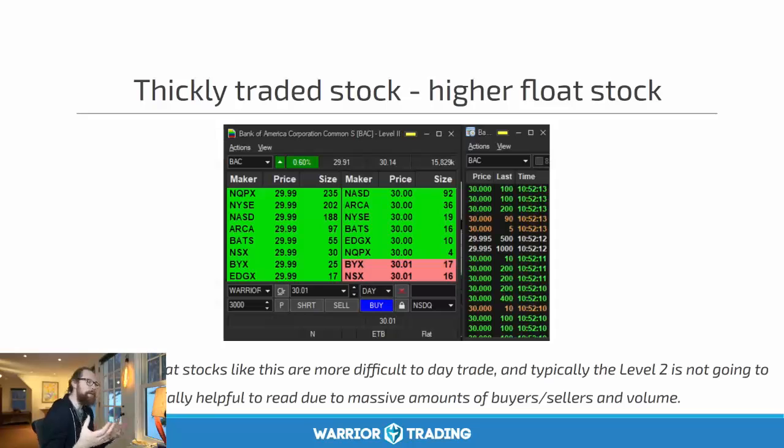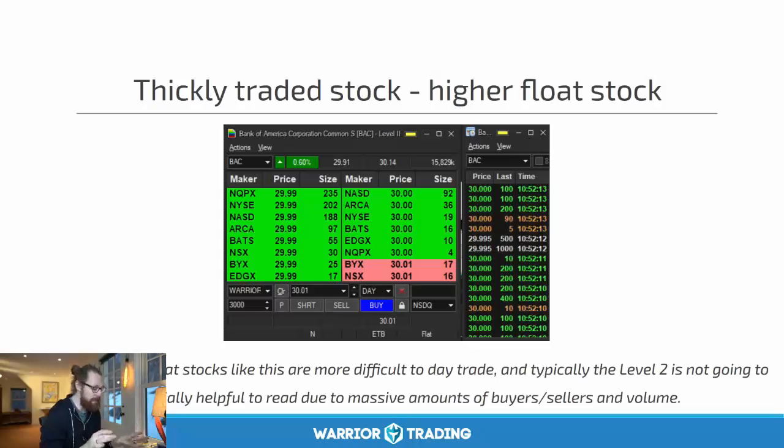Thickly traded stocks, your 10 billion share float stocks, Bank of America, Ford Motor Company, and Sirius Satellite Radio. These are companies that have raised so much money. Sirius Satellite Radio had to send satellites up into outer space, so they had to raise a lot of money to do that. Those types of companies have very, very thick level 2s and are kind of useless to read because they're so thick.